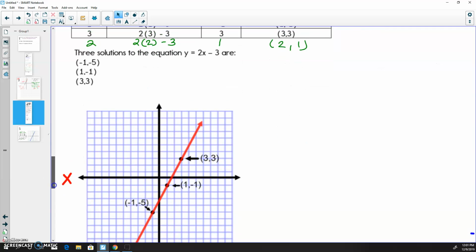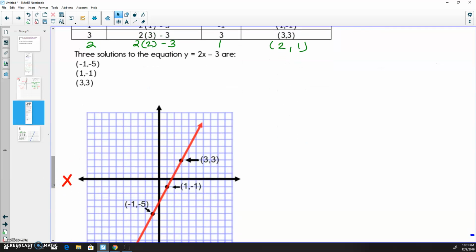So then we graph it. You have 2 different ways you can graph it. You can graph it by the ordered pairs, or you can graph it by the equation. The first thing I'm going to do is graph it by the equation. Let's see if it's the same line they got.